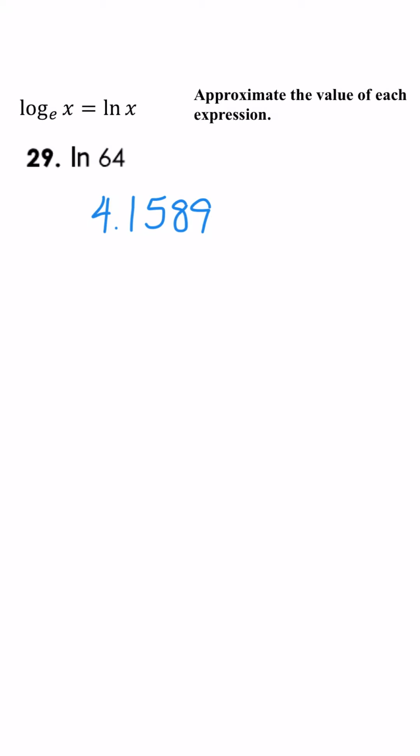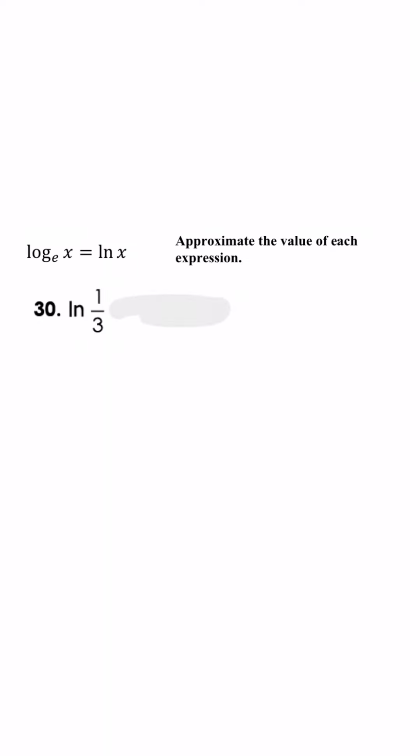All right, so if you put this into the calculator, natural log 64 is 4.1589. And on the one on 30, if we put that into the calculator, it's going to be approximately negative 1.0986.